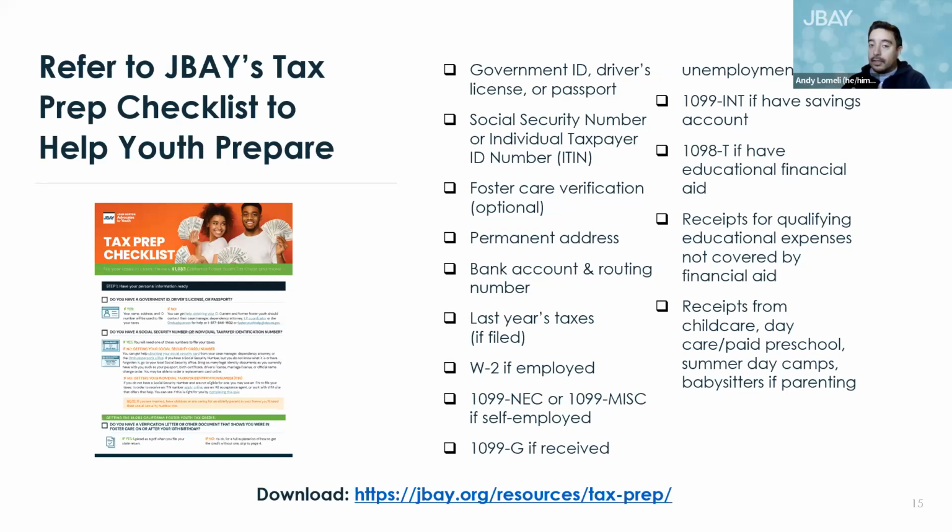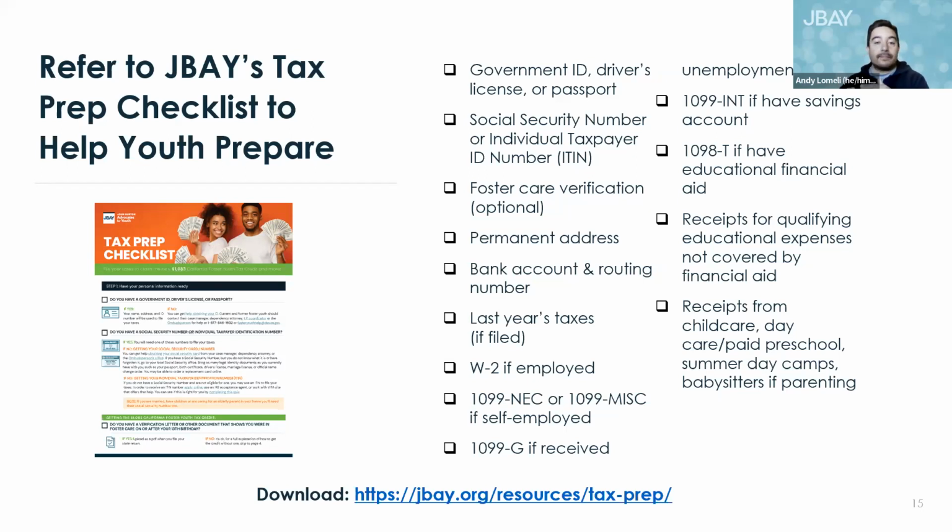If they're self-employed, again, we're seeing that a lot with these youth because we're talking about folks that did grocery delivery, a lot of those digital economy jobs. If you drove for Uber, things like that, then you have a 1099. If you have a savings account, then you have a 1099-INT. If you received any kind of financial aid from an educational institute, you're going to get a 1098-T.